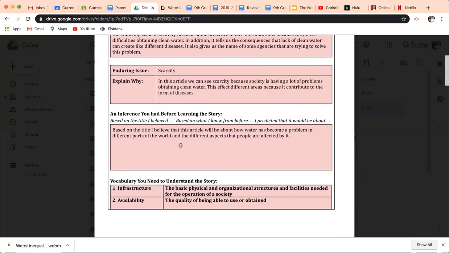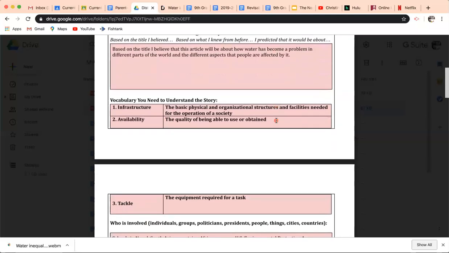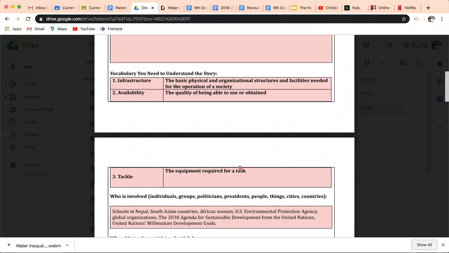Inference is the thought that you had before reading the article. So remember what you were thinking when you were looking at the title and looking at the picture. Okay. Make sure you're using one of these sentence starters. Everything has to be in a full sentence. This person has 3 different vocabulary words that they defined. Very good.